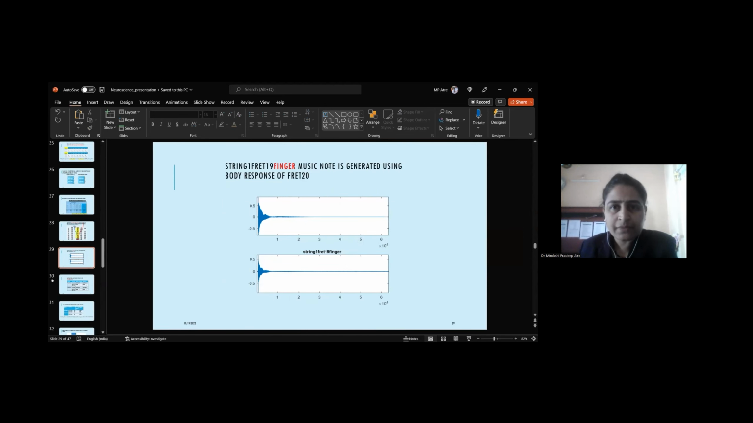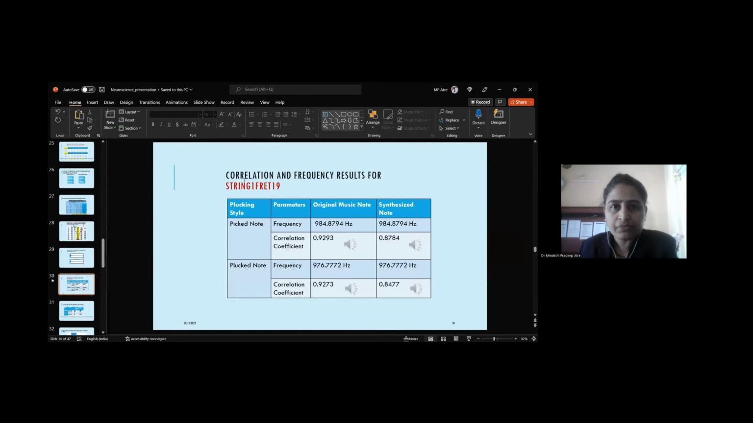And this is the music note which is generated, or synthesized. This is string one, fret 19, and this is a finger plucked music note. Here again, I cannot play because I just changed the path right now. Okay, good, I have added that. So this is the original note, and this is the synthesized note. There is hardly any difference between the original note and the synthesized note. So this is what we demonstrated.